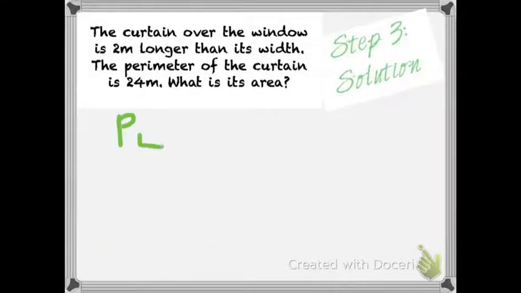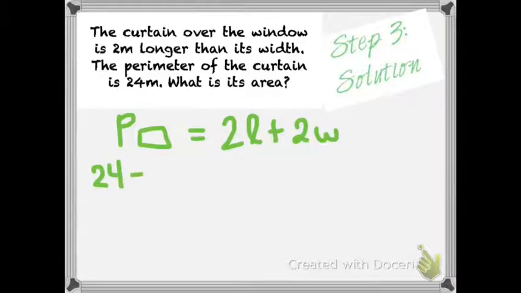Now, to look for the solution, we're going to write perimeter equals 2 length plus 2 width. And here we use 2 length plus 2 width because the equation of perimeter is length plus length plus width plus width. So when we simplify it, it's just 2L plus 2W. And in the problem, it's mentioned that the perimeter is 24 meters.